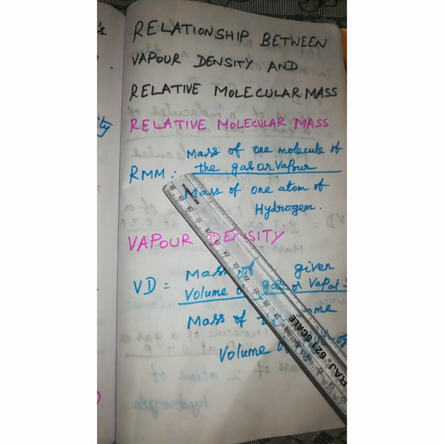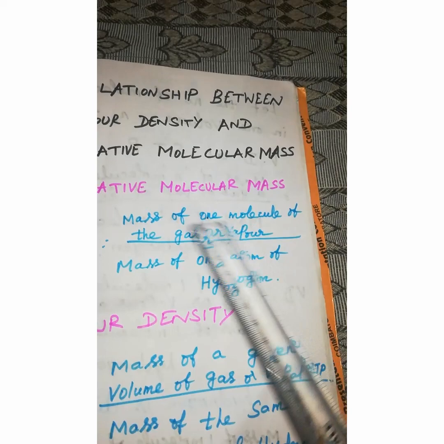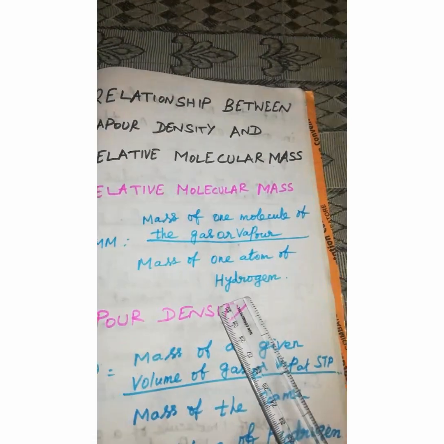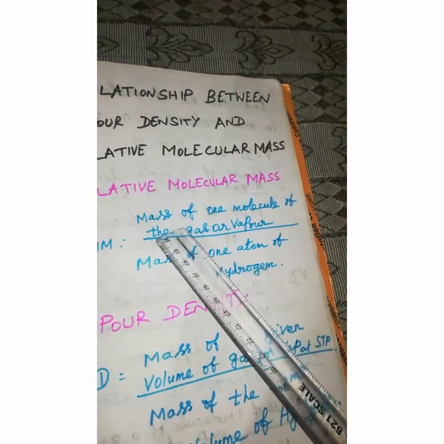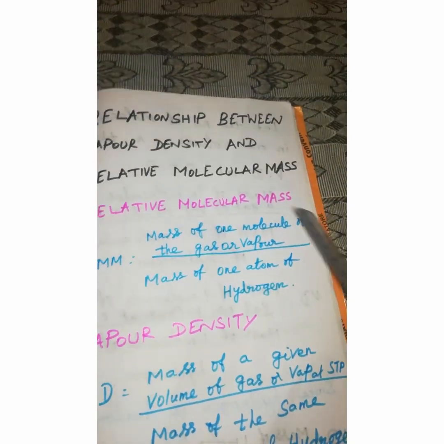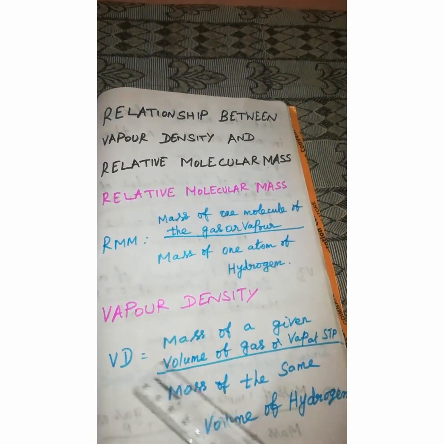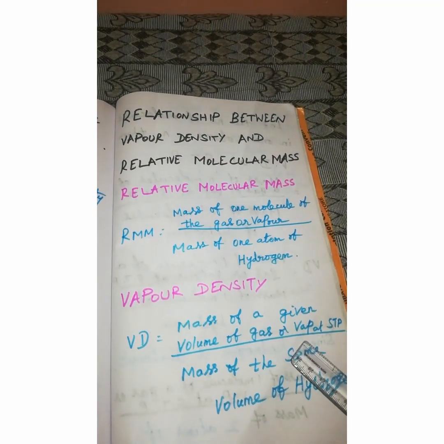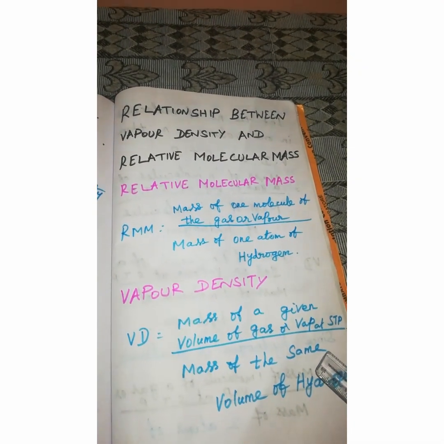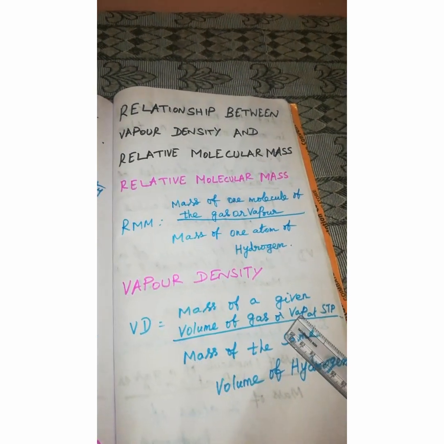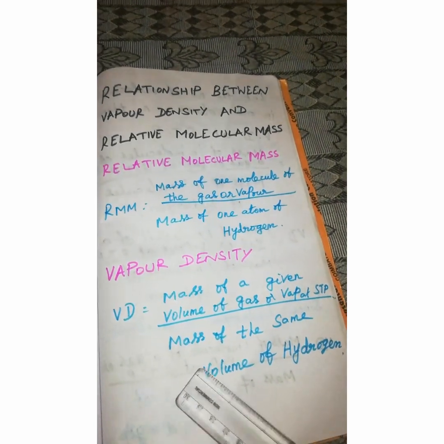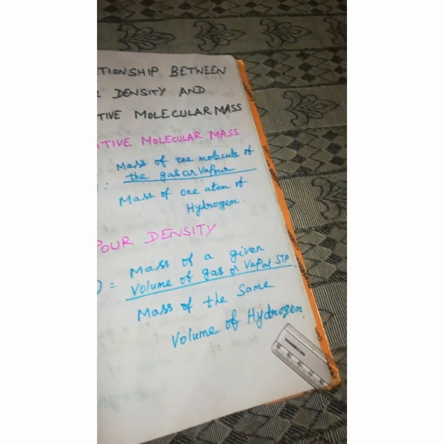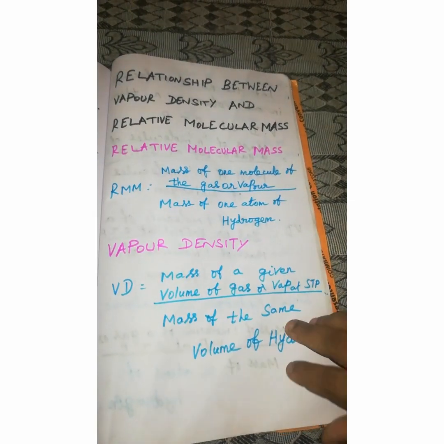Once again, I repeat, relative molecular mass equals mass of one molecule of gas or vapor divided by mass of one atom of hydrogen. It is defined as the ratio between the mass of one molecule of gas or vapor to the mass of one atom of hydrogen. Next, vapor density equals mass of a given volume of gas or vapor to the mass of the same volume of hydrogen. That is vapor density.